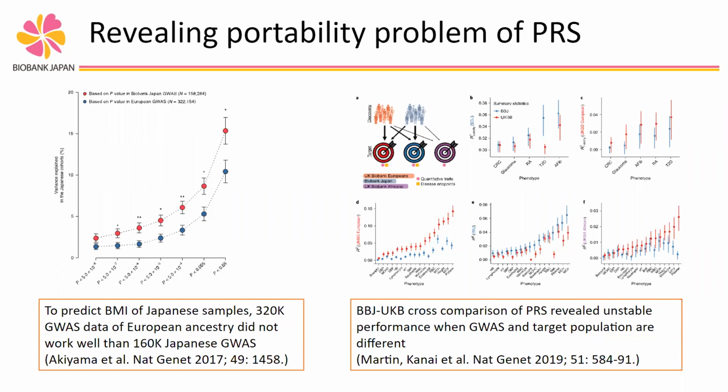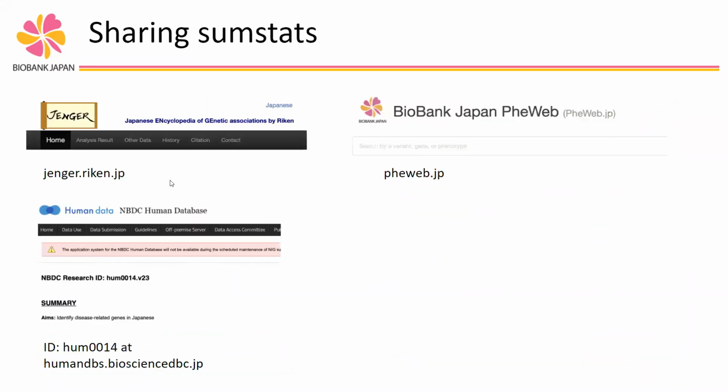As the left plot showed, even the GWAS of 320,000 European samples did not work better than the 160,000 GWAS of Japanese to predict obesity in Japanese. And the right-hand side figures showed several traits with unstable performance of polygenic risk scores between UK Biobank and Biobank Japan. So our main achievement is GWAS summary statistics, and we distributed them from multiple resources: GenGAR, FieldWebJP, or NBDC.